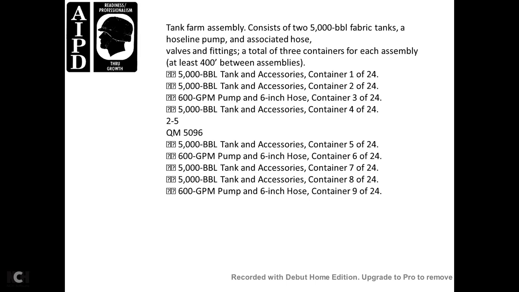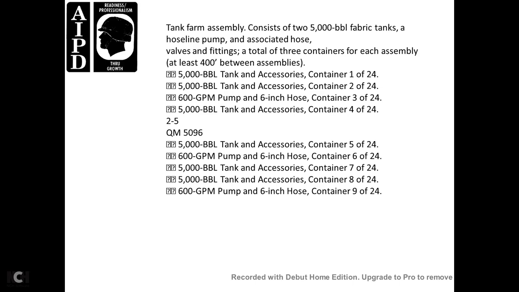The tank farm assembly consists of 2 5,000 barrel fabric tanks, hose line, pump, and associated hose and valve fittings, for a total of 3 containers for each assembly, with at least 400 feet between the assemblies.